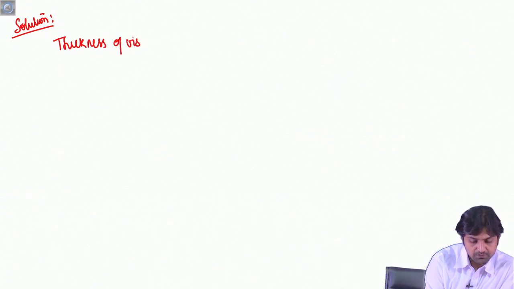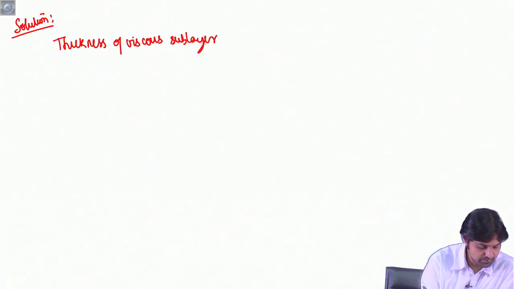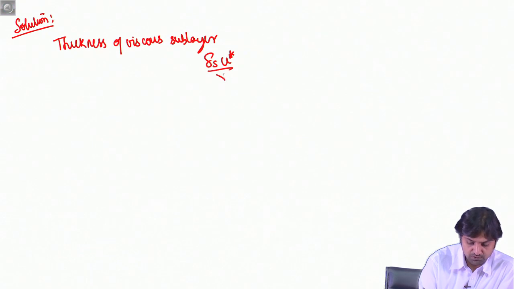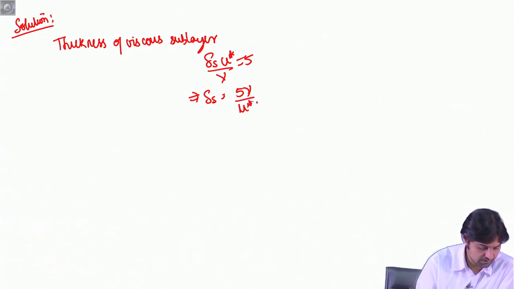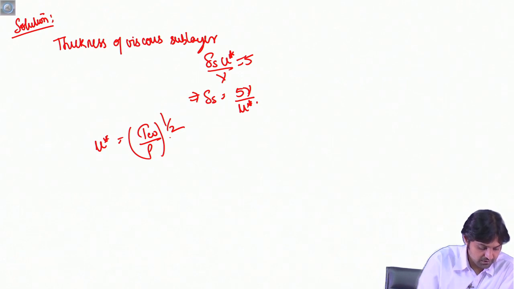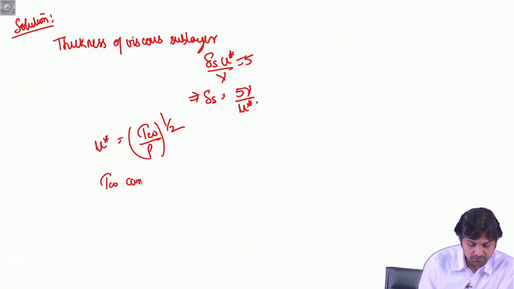Thickness of viscous sublayer is going to be delta S u star by nu is equal to 5. So, delta S is 5 nu by u star. We do not know u star, but u star can be written as tau w by rho to the power half. And how do we obtain the wall shear stress tau w?